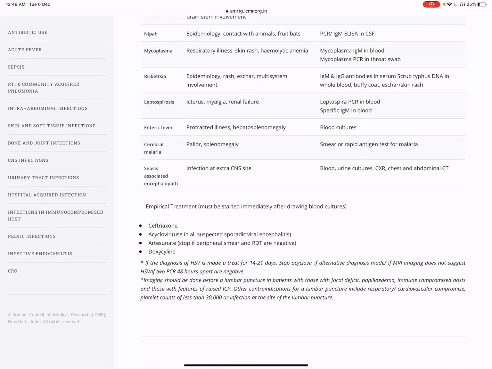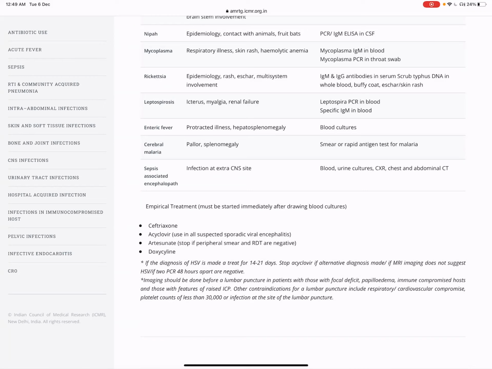Ceftriaxone 2 grams IV BD, acyclovir, artesunate plus doxycycline. This has to be started for any patient who is suspected with meningitis. Why ceftriaxone 2 grams? Ceftriaxone 2 grams IV BD will cover meningococcus. In other infections we use ceftriaxone 1 gram IV BD, but in suspected meningitis, especially meningococcal meningitis, the dose is 2 grams IV BD.